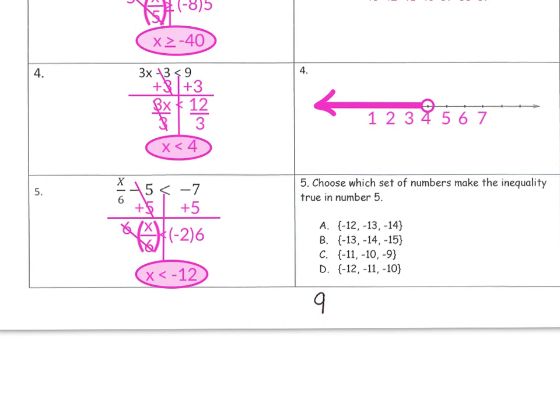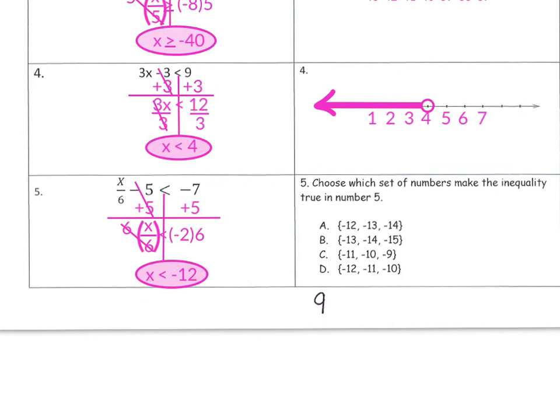So now for this one, notice that we don't have a graph. Instead, they want us to choose which set of numbers would make the inequality true in this number 5. So when I look at these answers, I need to think to myself, would they be in the graph? So if it helps, you could add a number line and give yourself a graph to picture what this looks like. I'm going to think to myself, okay, I need numbers that are less than -12.